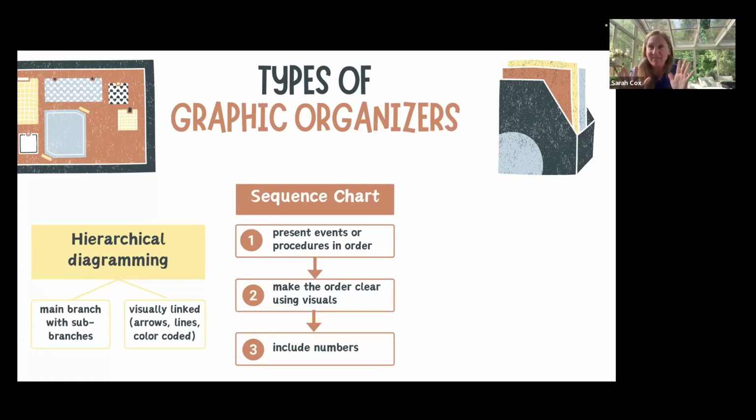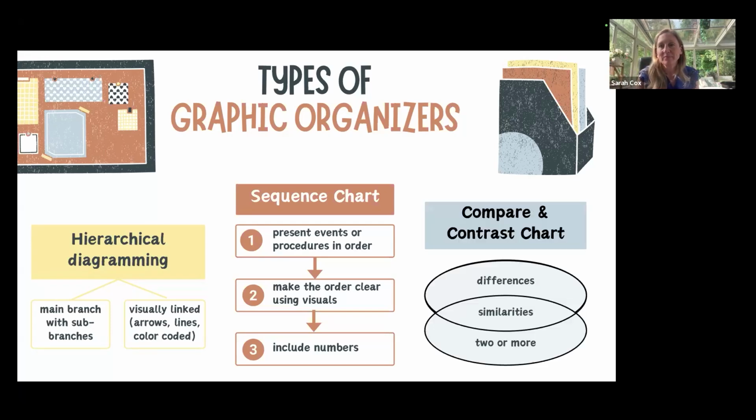You can see here that I've made the main topic, the hierarchical diagramming, solid yellow, and then the branches that come off of it are indicated as sub branches because they are white boxes with the yellow outline. But there are different visual cues that we can give to students to demonstrate that these are sub branches coming off of this main topic area.